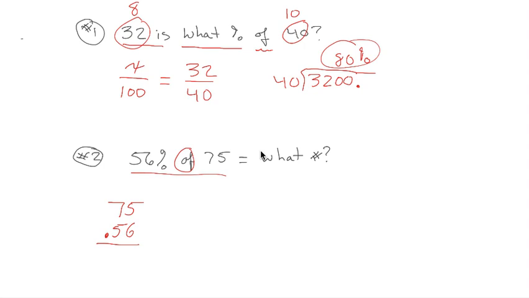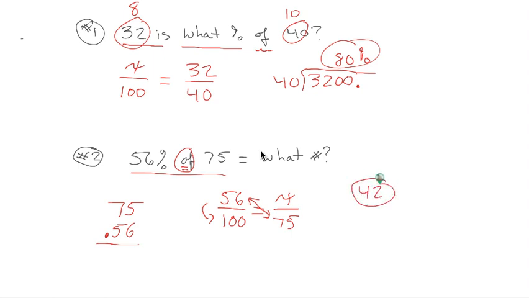To set this up as a proportion, 56 is the percent, so that's going to be the number that goes up over 100, equals x over 75. We know that 75 is a denominator because it comes after the word of. So 56 over 100 equals x over 75. You multiply these two numbers here, divide by that number, and you end up with 42.